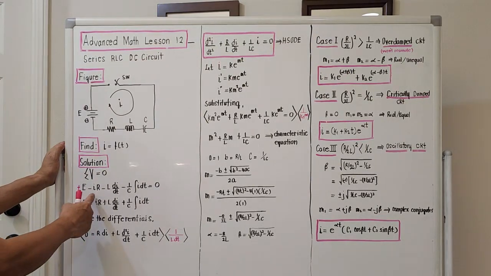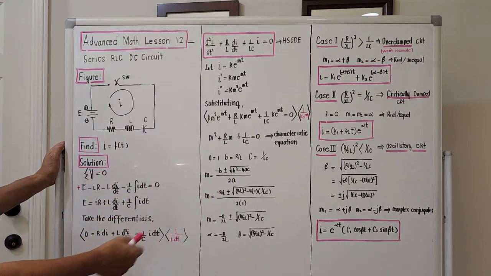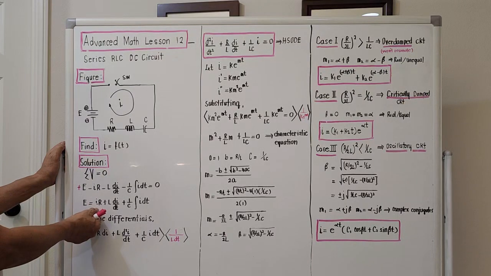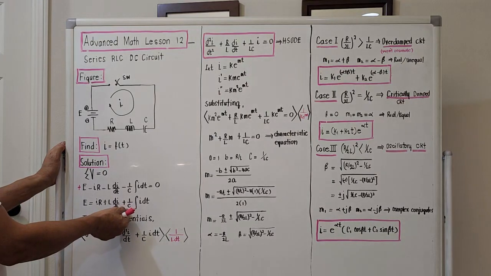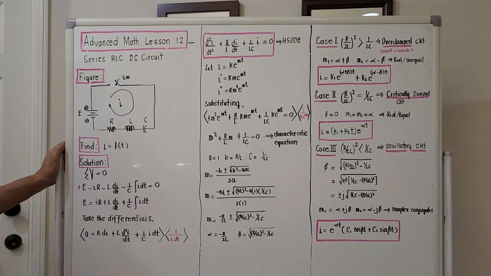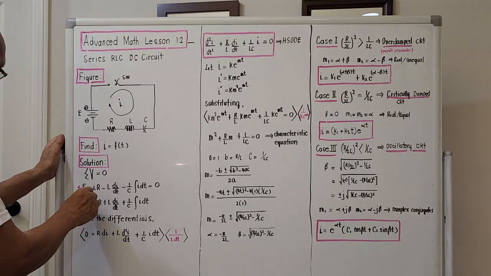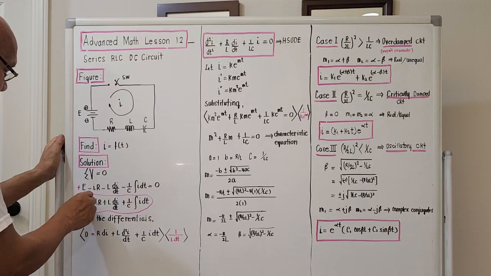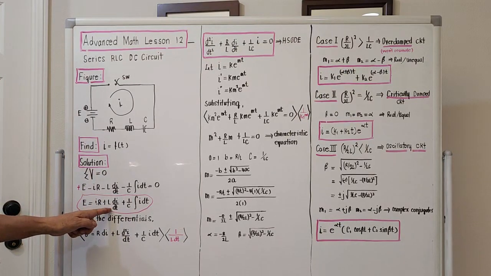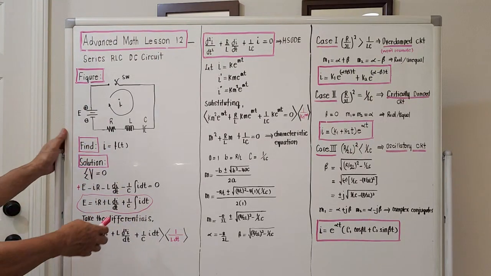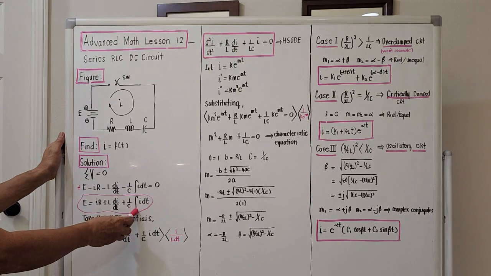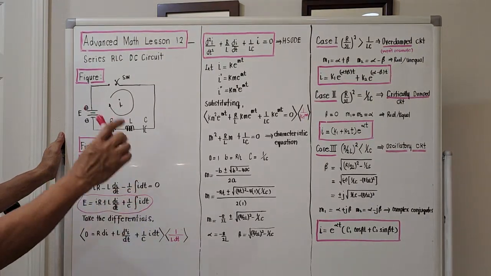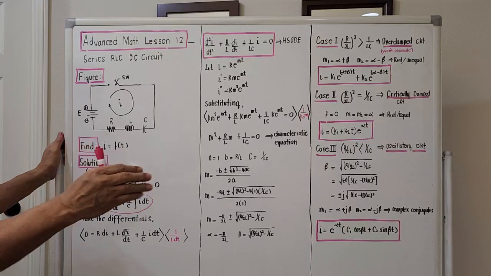So if we transpose all the negative terms to the right, what will come out will be E equal to IR plus L di/dt plus 1 over C, the integral of I dt. We are now given this equation here. It involves differential and integral. So to find current as a function of time, we have to eliminate this integral sign. To eliminate the integral sign, we will take the differential of all the terms.